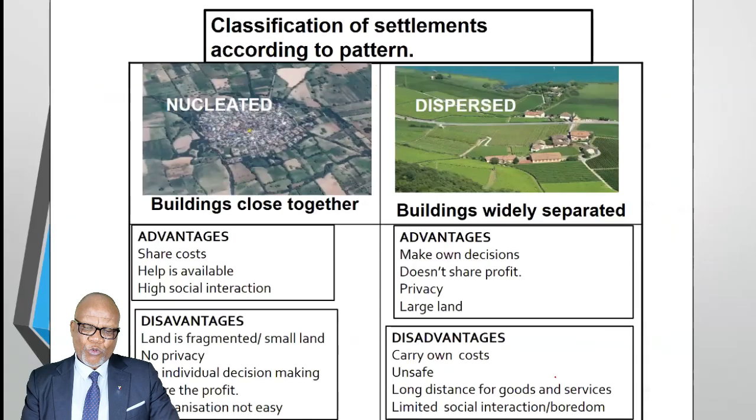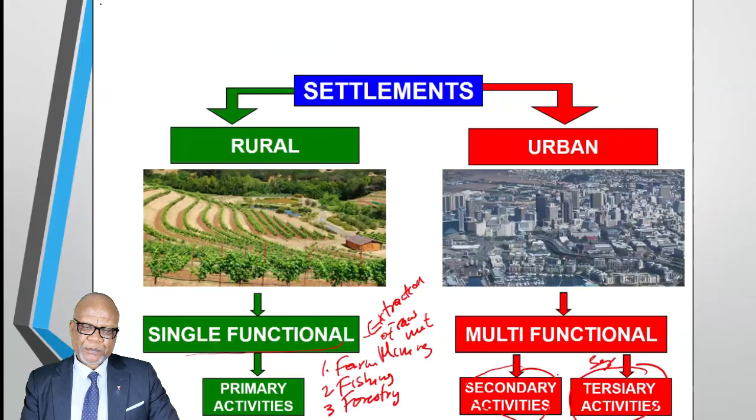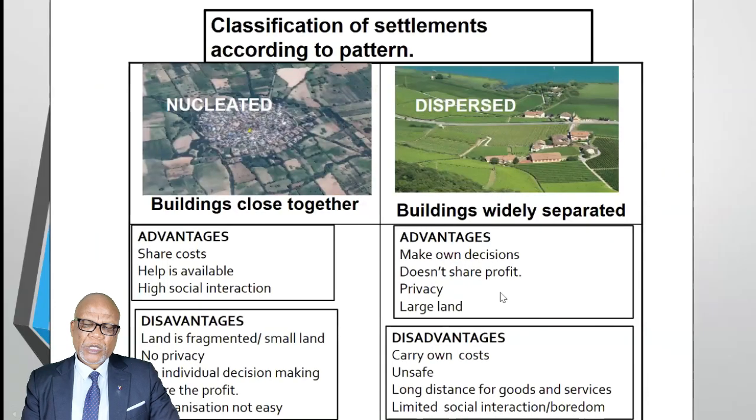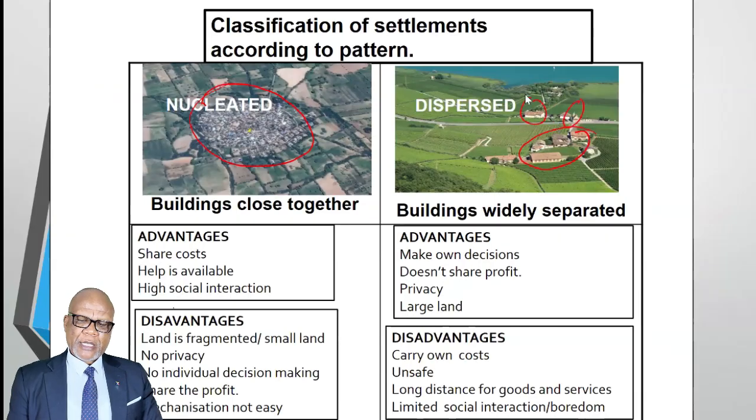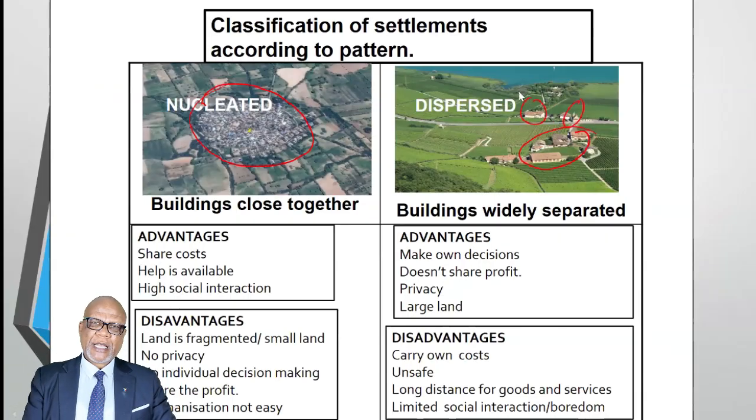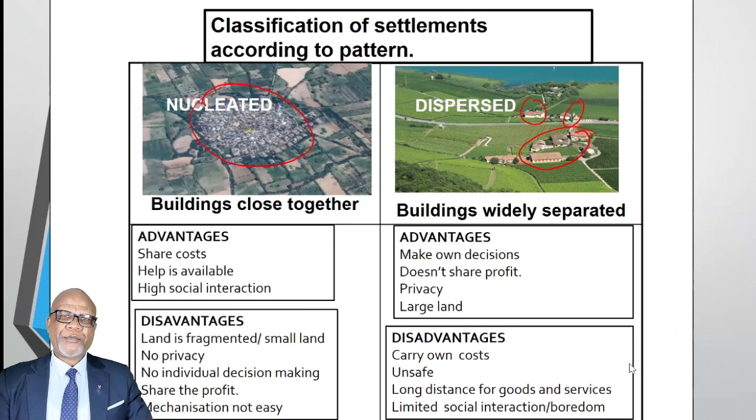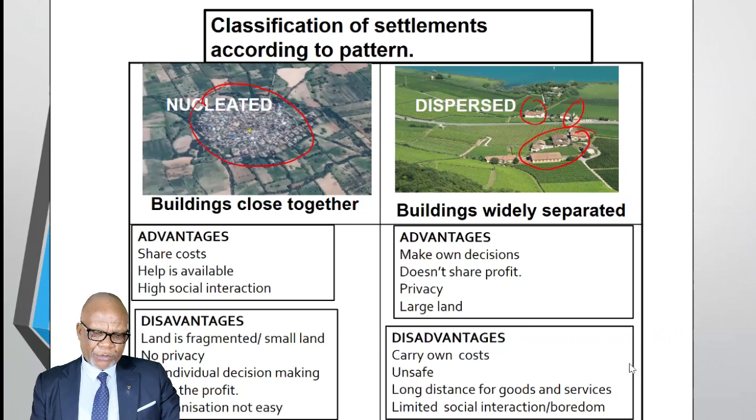And then we have settlements according to pattern now. When you classify settlements according to pattern, what is it? We are saying, are the buildings closer to each other or are the buildings far from each other? So that is a pattern. That is a simple classification of settlements according to pattern.